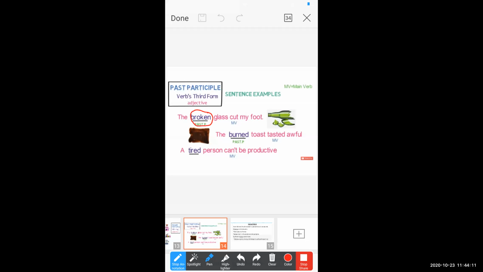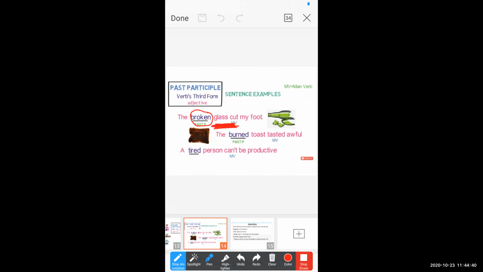Now broken shows the verb third form, in the past participle, which is already happened, the past form. But while reading the sentence, it describes the glass, that means the adjective of the glass. So broken comes under the past participle.